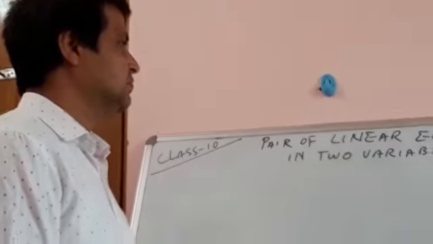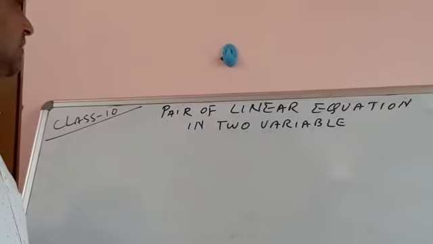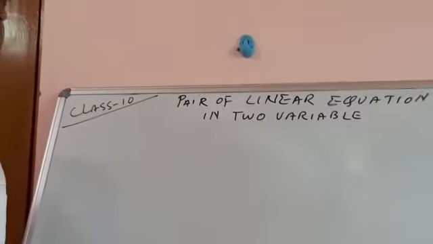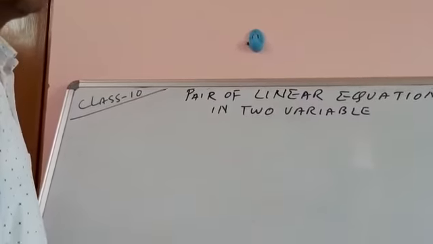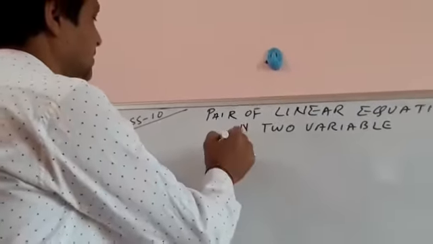Pair of linear equations in two variables, class 10. Dear children, we have already completed up to exercise 3.4, and the last exercise it was given you to solve one of the algebraic methods for the pair of linear equations in two variables. So whenever we start, we start with the general form.